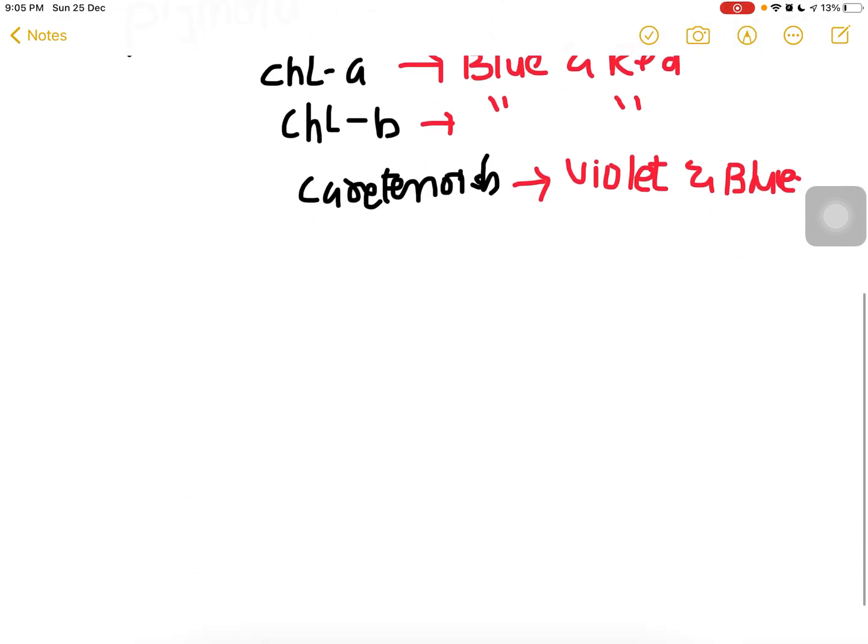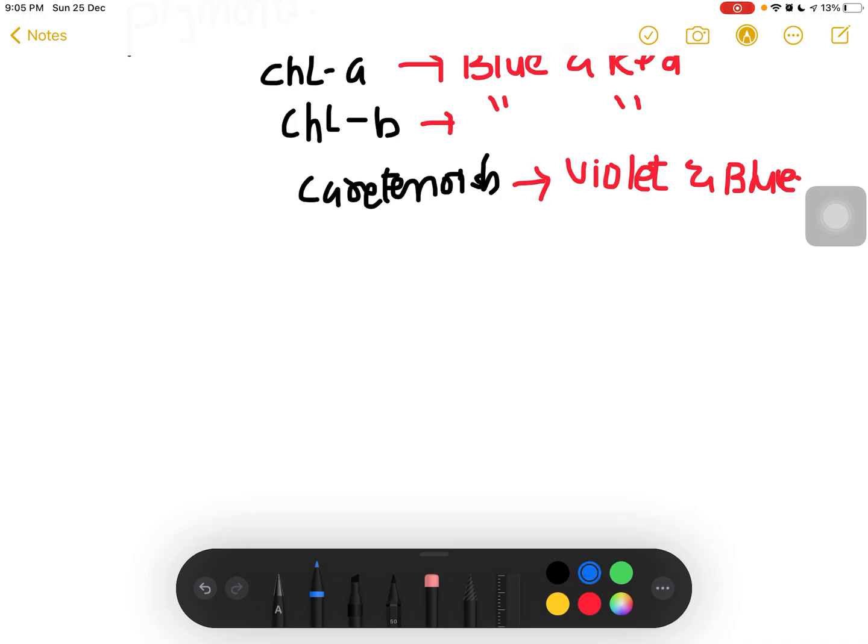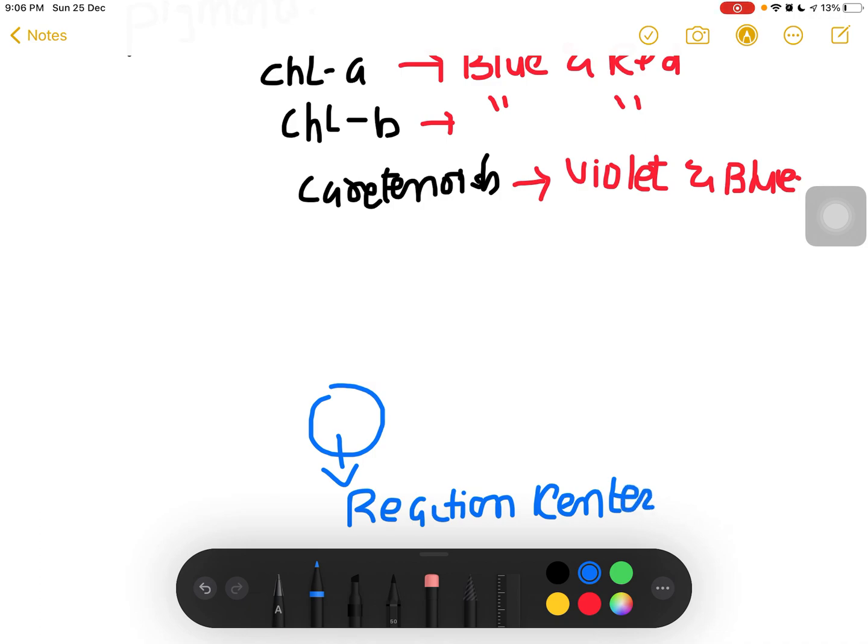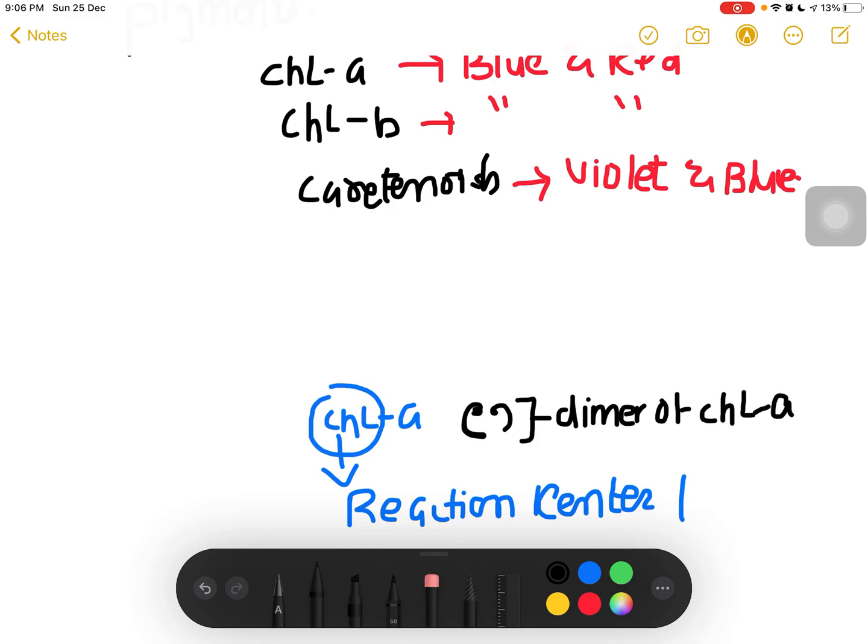So basically, in the photosystem we have the reaction center, which has a chlorophyll A molecule. One thing to remember is that there are two molecules of this chlorophyll A. Like there is a dimer of chlorophyll A present in the reaction center.